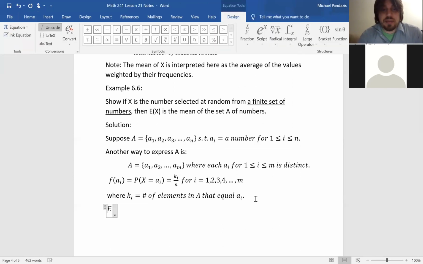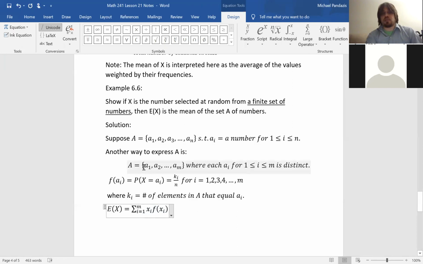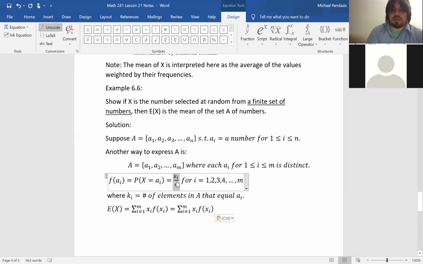So now E of X, the expected value of our random variable X, is equal to the sum from I equals 1 to m, where there are m distinct values in the set, of x sub I times f of x sub I. It's just taking each of those possible values in the set of distinct elements in A, and then taking that value times its probability. Now you just need to find this sum, if it's absolutely convergent. Okay, in all our examples, they're absolutely convergent. So here, the f of x sub I is k sub I over n.